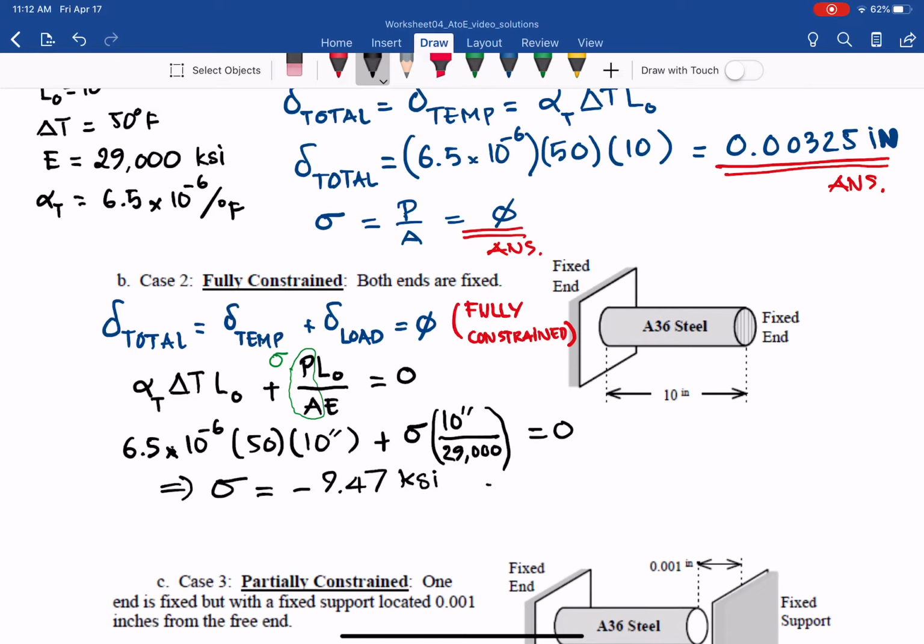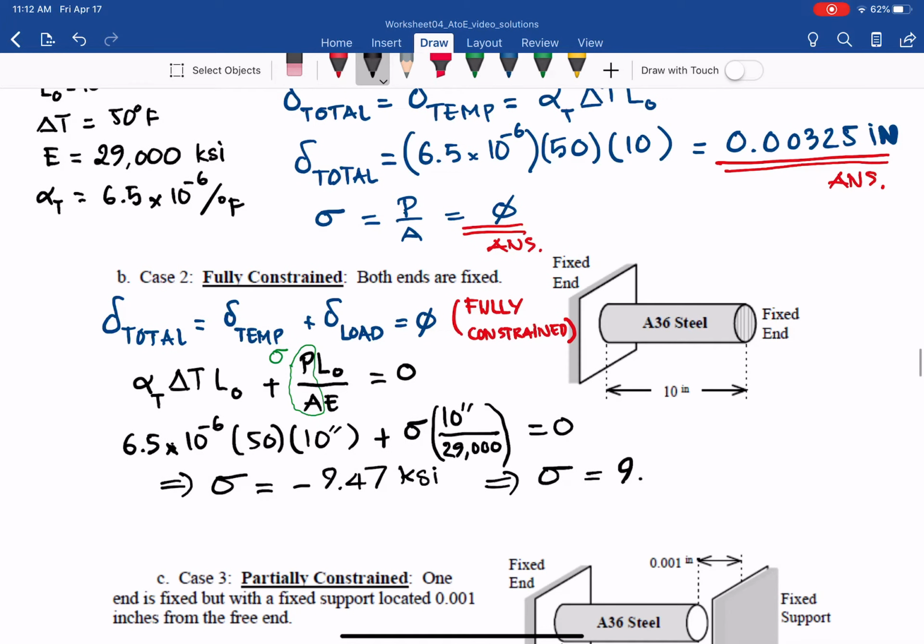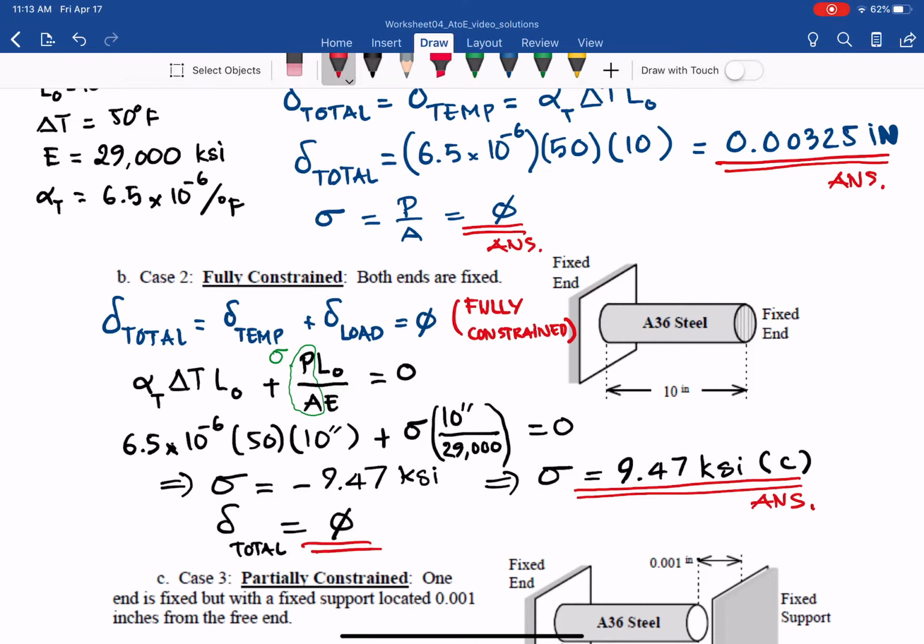So from that you can have sigma on the steel equal to 9.47 KSI and in compression. So that it makes sense in here. In compression. And what is the answer? Total deformation. Of course, total deformation in that case equal to 0 for fully constrained as I explained earlier. So that is also the answer for the question asked.